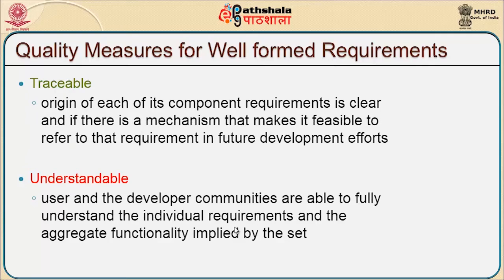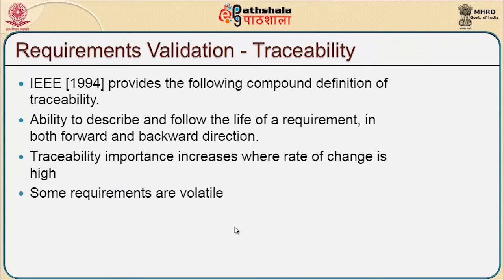Not only that, to accomplish the quality standards to be maintained during software development, we have to maintain the traceability constraints. The origin of each component requirement needs to be very clear, and there should be a mechanism that makes it feasible to refer to that specific requirement in future development efforts. Sometimes these also need to be understandable. Users and developer communities should be able to fully understand the individual requirements and aggregate the functionality implied by the set, so as to complete the design process.